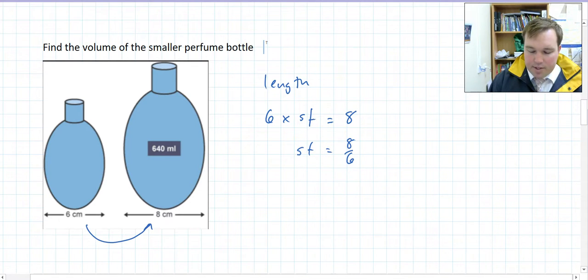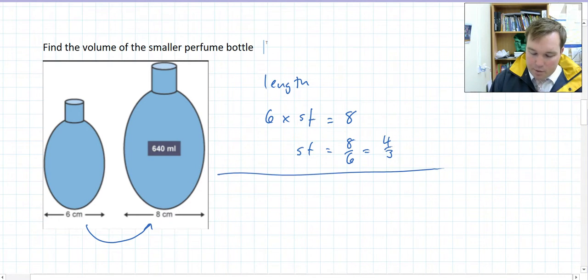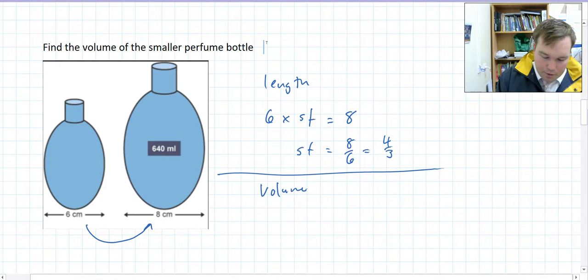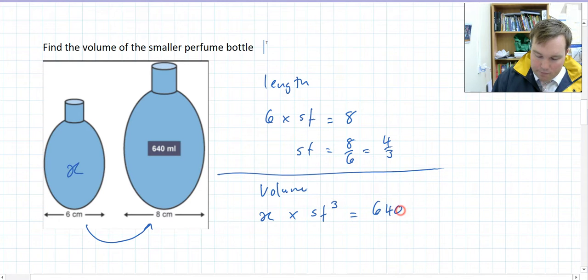Alright, so the scale factor is 8 on 6 or 4 on 3. They're equivalent fractions. Now, what that means with volume is if we take the small volume, which we don't actually know, and multiply it by the scale factor cubed, we get the large volume.